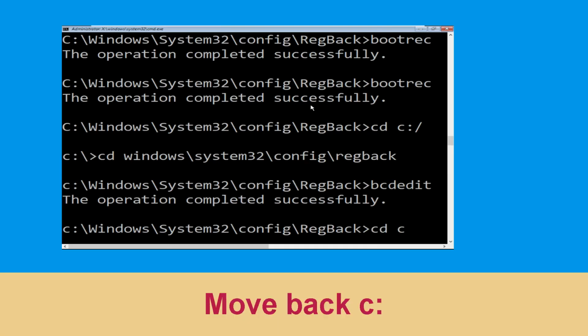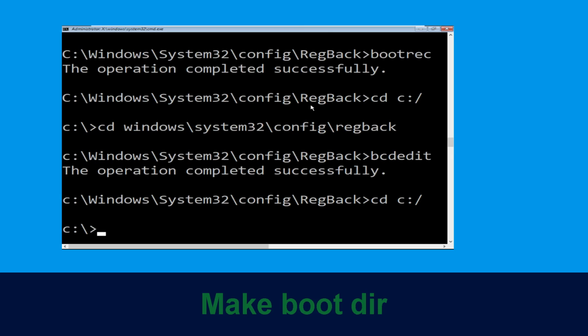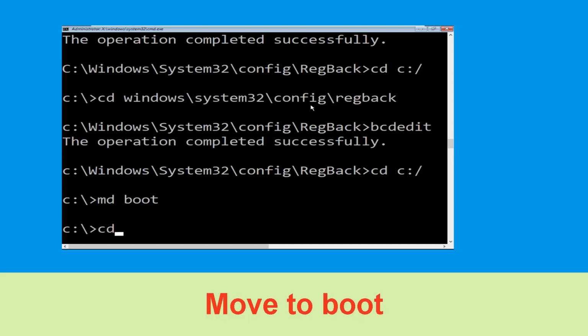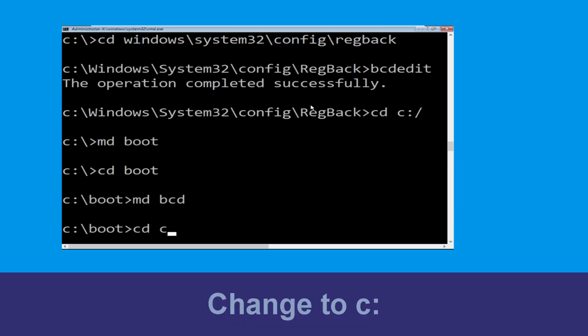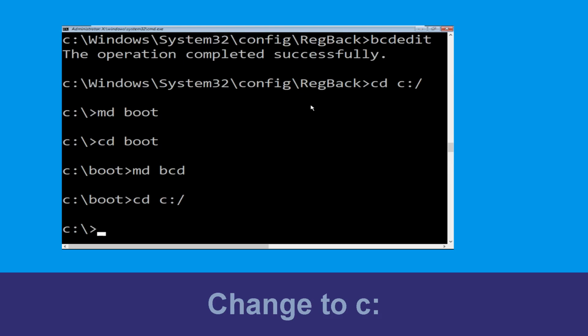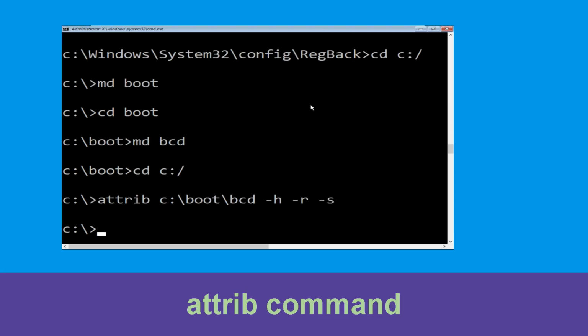Now execute this command. Type cd C:\ and hit enter. Now type md boot and hit enter. Type cd boot and hit enter. Now type md bcd and hit enter. Type cd C:\ and hit enter. Now type attrib C:\boot\bcd -h -r -s and hit enter to execute.